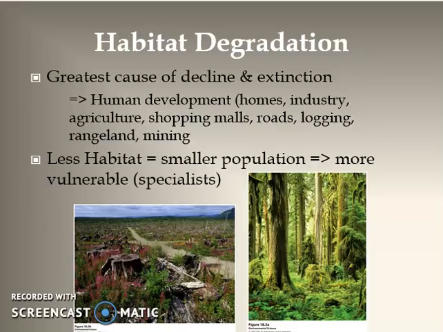We can do this through roads or human development or agriculture and mining and cattle and all different ways. Anything that degrades the quality or changes the quality of the habitat, shrinks it in size, all of that stuff, all falls under habitat degradation. And habitat degradation is the #1 reason we are losing biodiversity across our planet.